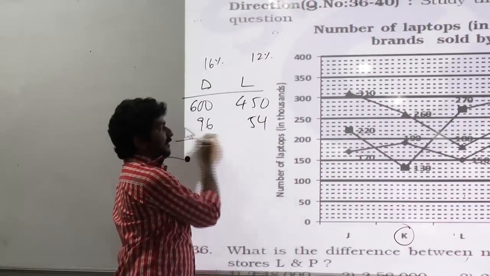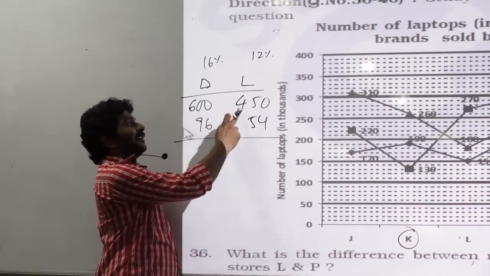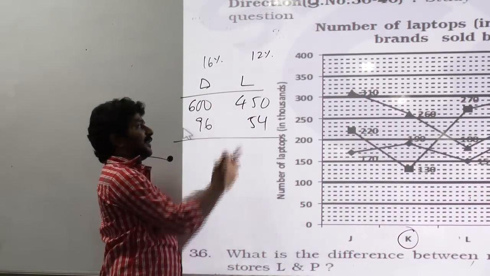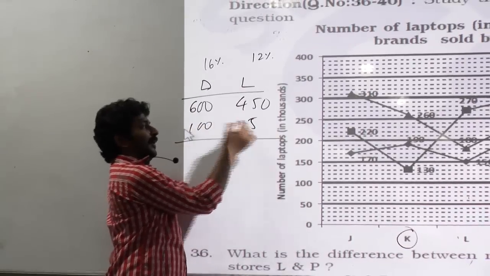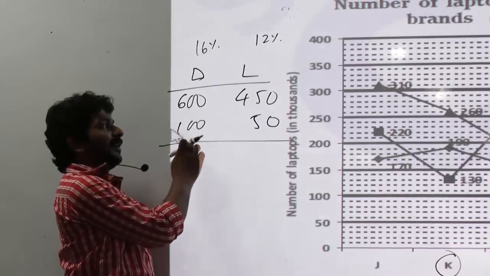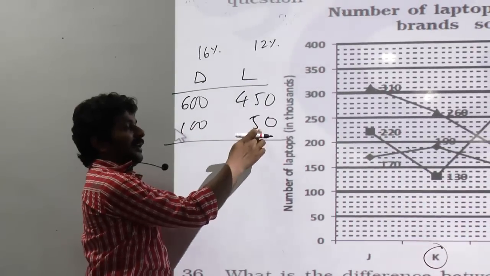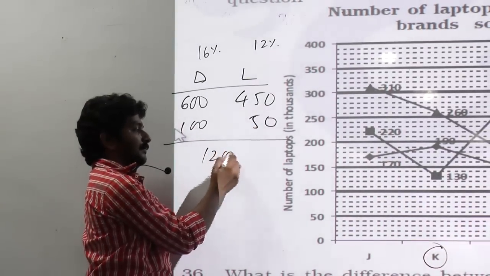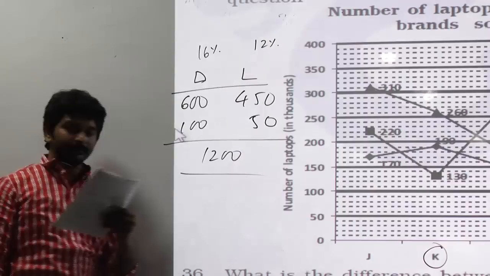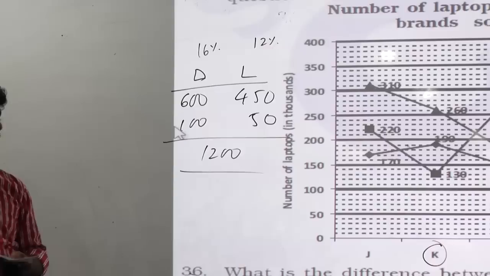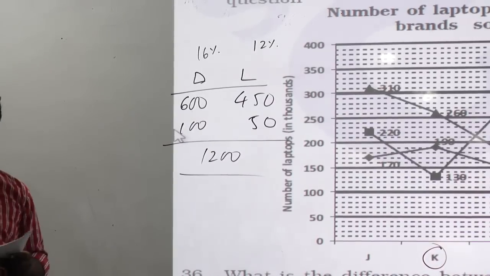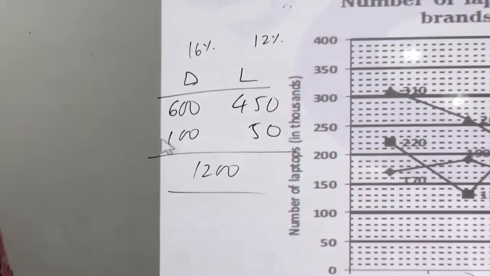You need to add everything. 600, 400, 1000. Take this 4 here, it becomes 100 and it becomes 50. 700, 800, 1200. Second option. Given data are in thousands, right?